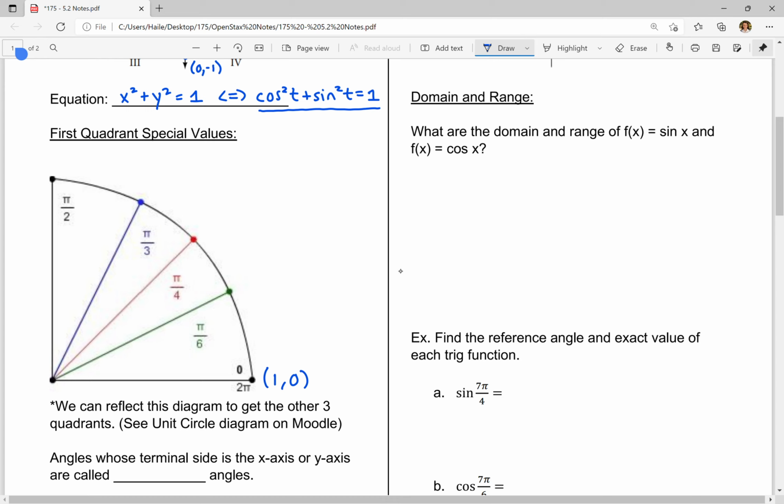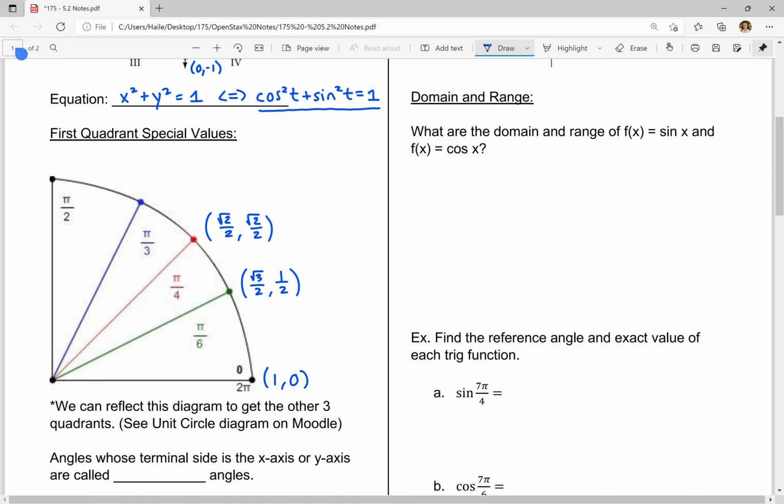Our next angle is pi over 6, at this green point right here. The point there is the square root of 3 over 2, 1/2. So the cosine of pi over 6 is the square root of 3 over 2, and the sine of pi over 6 is 1/2. At pi over 4, we have the point square root of 2 over 2, square root of 2 over 2. Once again, the cosine of pi over 4 is square root of 2 over 2, and the sine of pi over 4 is also square root of 2 over 2.